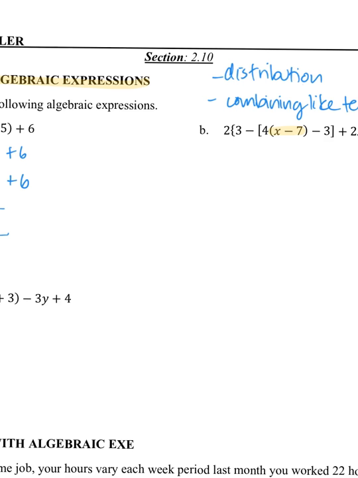So my next plan is to distribute if I can. Which I can, is that 4. So I'm going to go ahead and distribute. And we have 2, bracket, 3 minus, let's see, so that's going to be 4x minus 4 times negative 7, 28. And then bring down that minus 3. Close the bracket. Plus 2x, and then a brace.